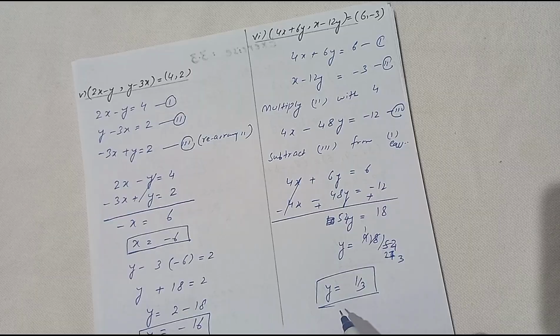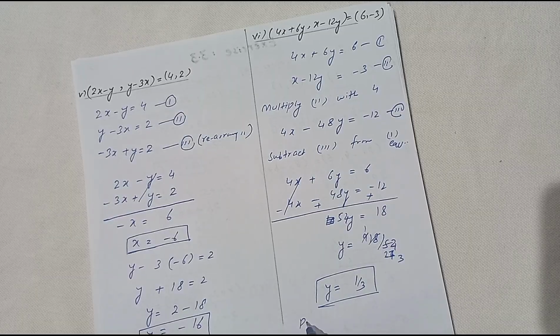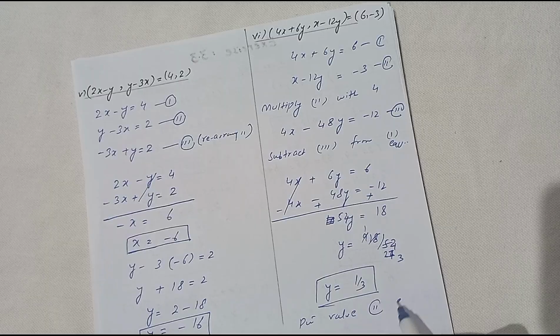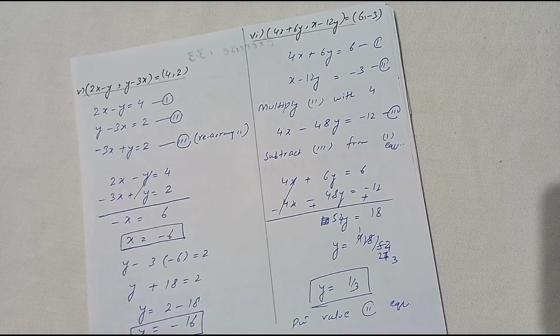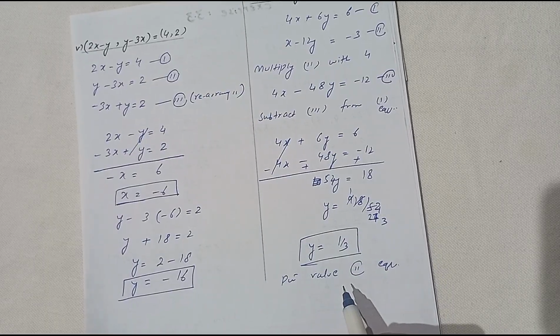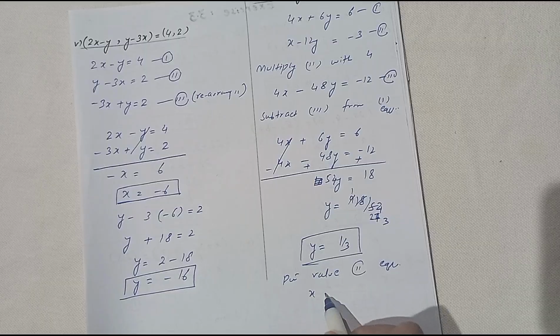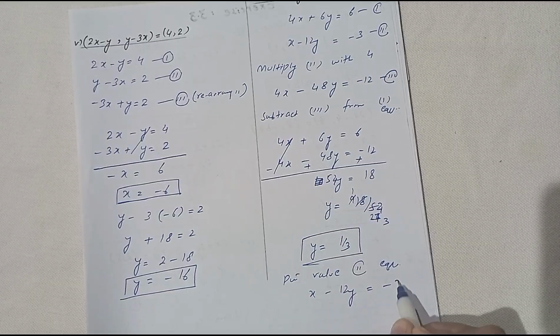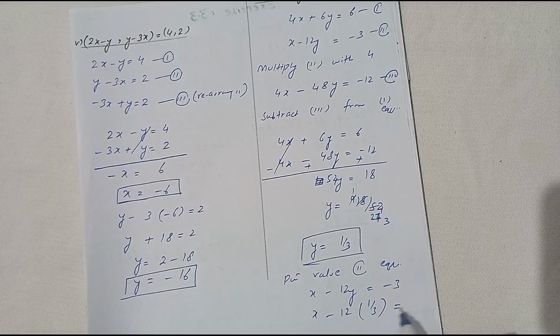I put the value in the second equation. Put the value of y in the second equation. Here we get x minus 12y equals minus 3. x minus 12 times 1 by 3 equals minus 3.